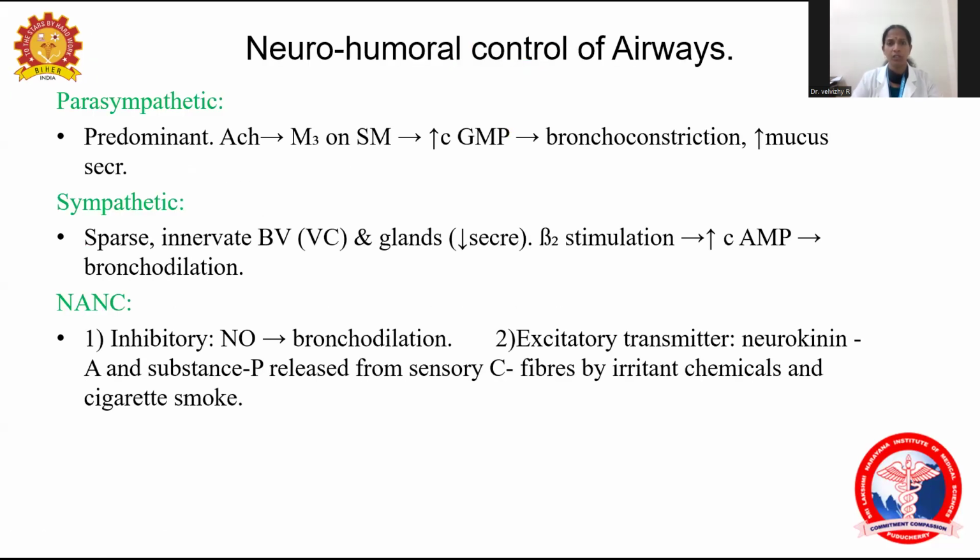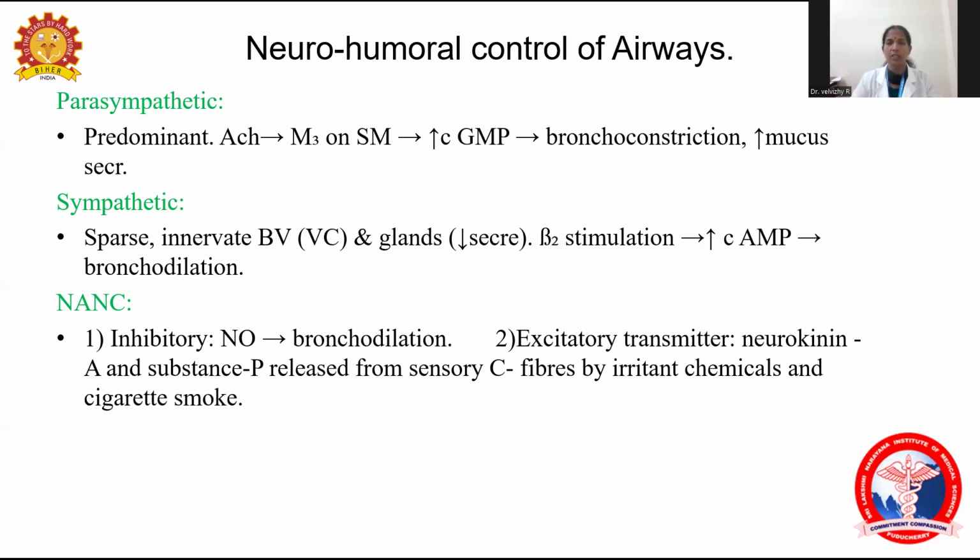Coming to neurohumoral control of the airway, we have two types of control, parasympathetic and sympathetic. If the parasympathetic system is predominant, the neurotransmitter is acetylcholine. It acts on the M3 receptor, which is present in smooth muscle, and increases the second messenger, cyclic GMP. If it increases cyclic GMP, it leads to bronchoconstriction and mucus secretion.